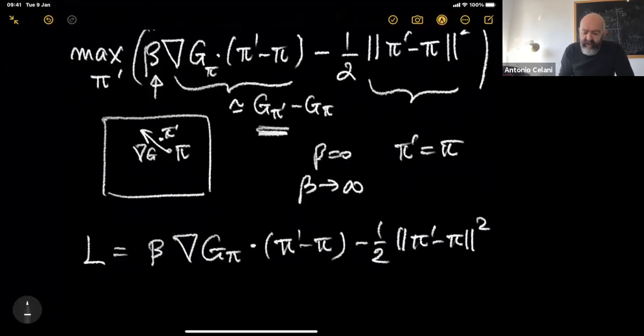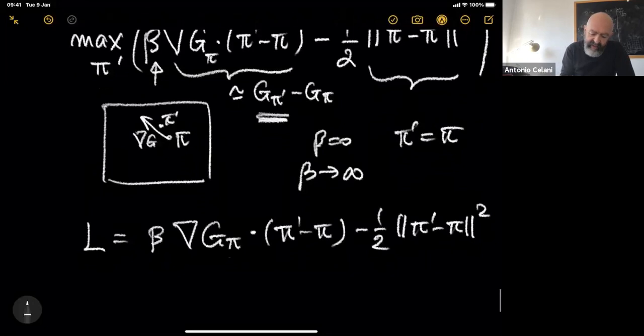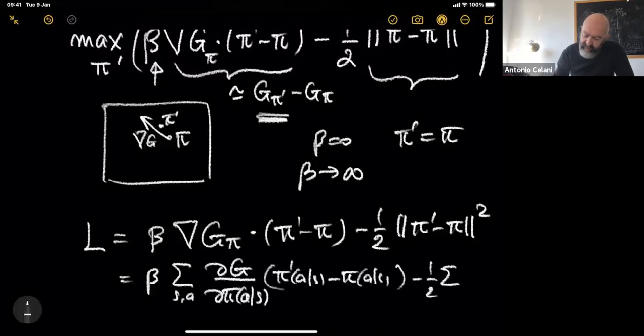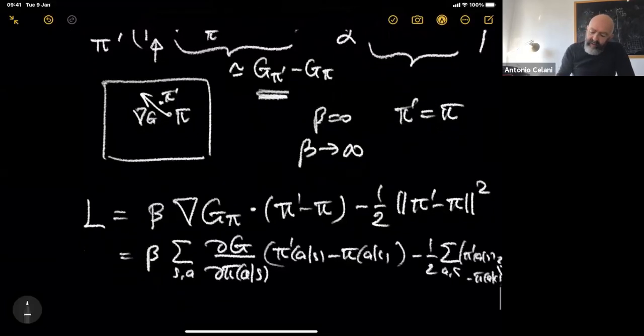So this dot product here and this norm here is just a sum over all possible A and S. Explicitly, I can write this down if you find it clearer: dg d pi (s), pi prime minus pi. In our case, this is one possibility, but of course this is valid for much larger ones. There are many of those. So this is pi prime as minus pi as everything squared.